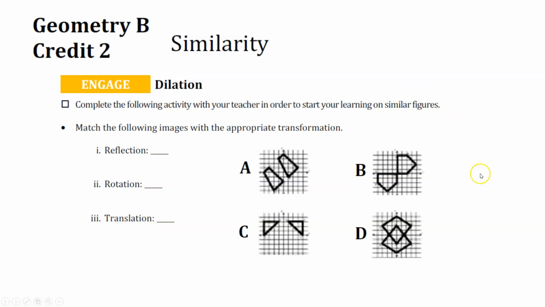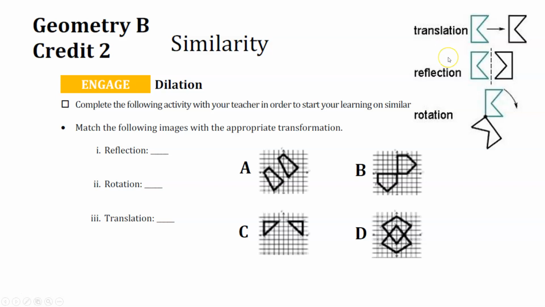Just in case you don't know what those things are, translation is when you can move a shape. So translation is just a fancy word for moving a shape. Reflection is when a shape is essentially mirrored, like in a reflection of a mirror, over some line of symmetry. And rotation is just when a shape turns. It usually turns around and has a different orientation. So go ahead and take a minute, pause, and figure out which of these shapes match which of these words.